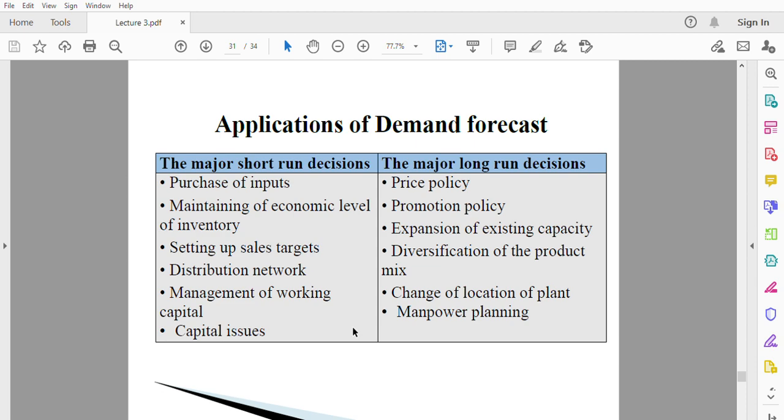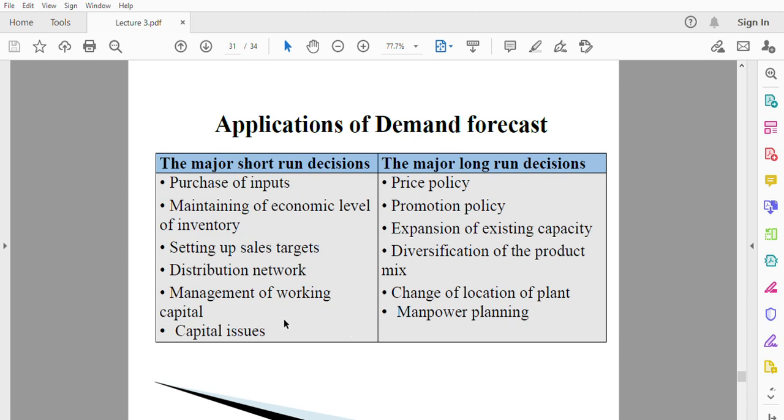Your networking will go to Greater Accra and Brong Ahafo region, and you reduce your distribution or your allocation to Volta region. The next is it helps in management of working capital. Working capital is the money or the resources you have invested in the company. So now, if you are forecasting in the short term that demand will fall, you wouldn't have to invest so much working capital into it, right?